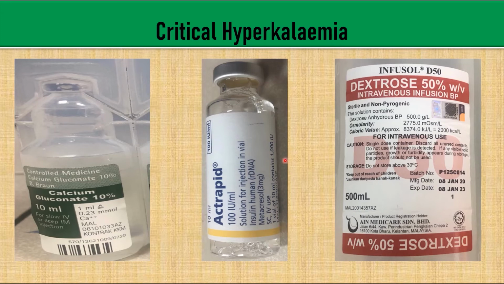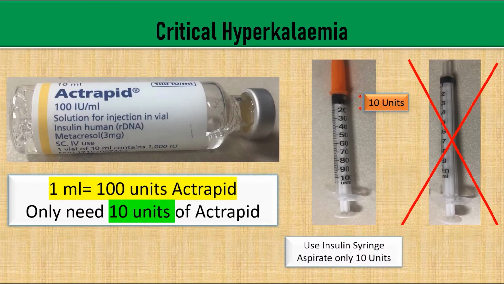These are the components of a lytic cocktail: calcium gluconate, your Actrapid, as well as your D50. The reason I want to put this on a single slide is that I think mistakes have happened before. As I mentioned earlier, for these lytic cocktails you only need 10 units of Actrapid, and the way to administer it is via an insulin syringe, which is distinctly different from the normal syringes that you use.